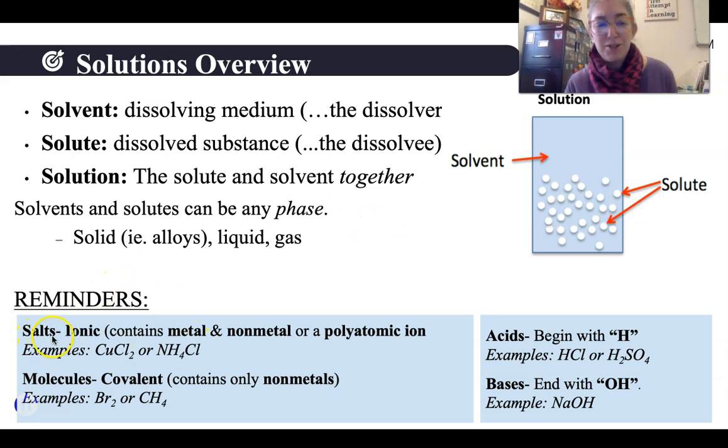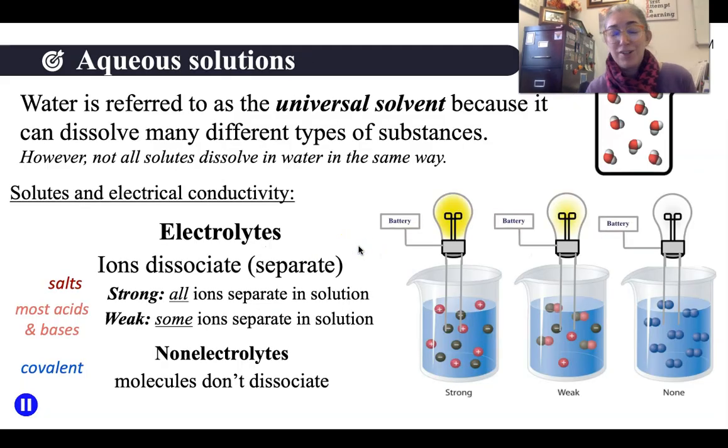Reminders again about the difference between ionic compounds and covalent compounds. Ionic compounds, also known as salts. Covalent compounds, also known as molecules. And some reminders about acids and bases, which are types of solutions, common types of solutions.